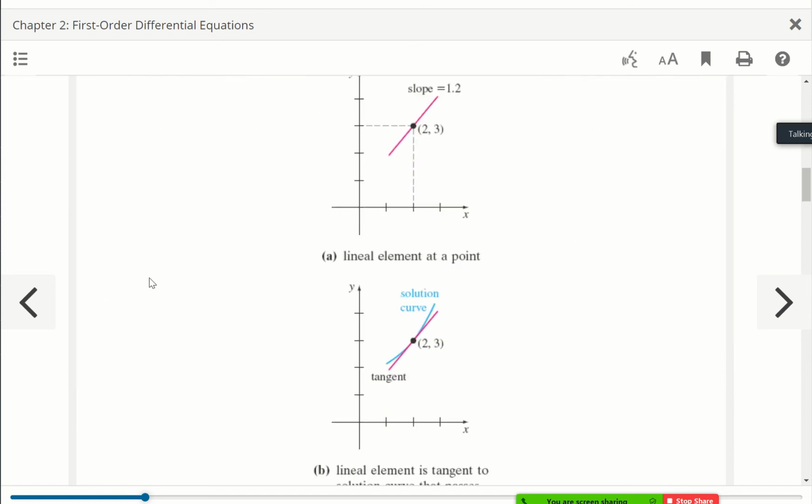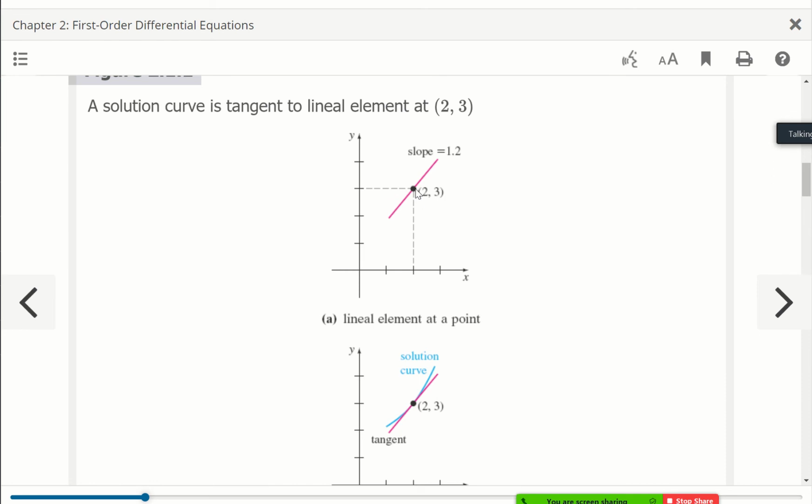So we can come over here. Let's go 2, go up 3. Here's this point. We know that we can draw a little lineal element. It's going to be a segment of a line, very small in nature, that has a slope of 1.2. And what that tells us is that when the solution curve y equals y of x passes through that point, it's going to have a slope of 1.2.